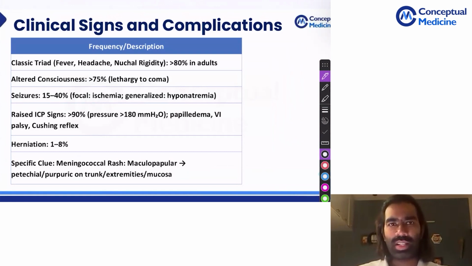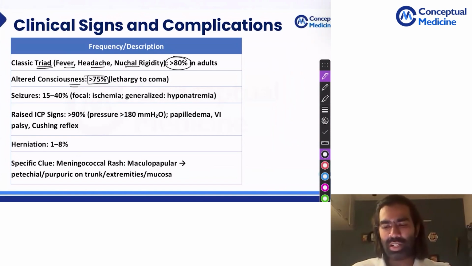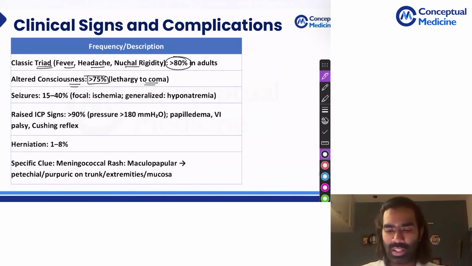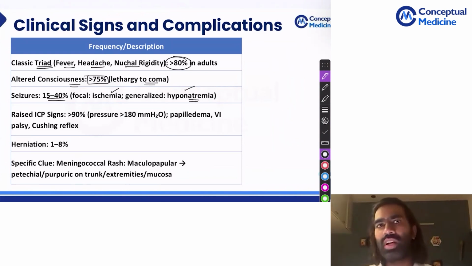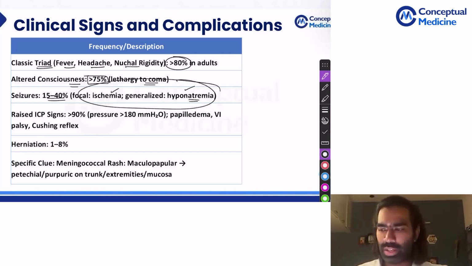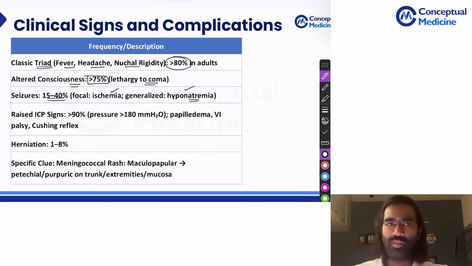So what are the clinical signs? The most important is going to be the classic triad of meningitis, which is nothing but fever, headache, and neck stiffness, which is seen in more than 80% of adults. And altered mental status can be seen in more than 3/4 of adults. It can range from lethargy to coma, and seizures are usually seen in 15 to 40%. Focal seizures are going to be common in patients who are having ischemia, that is strokes, and generalized seizures are going to be seen in patients who are having hyponatremia. Both ischemia and hyponatremia can occur in the setting of meningitis.